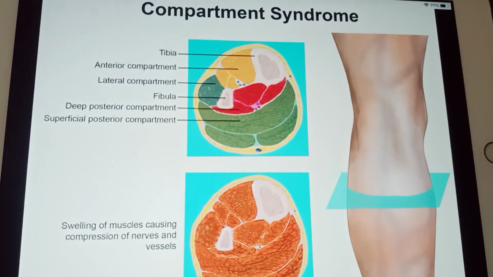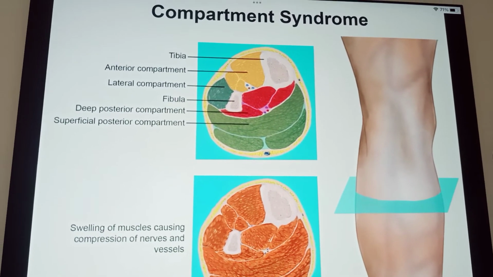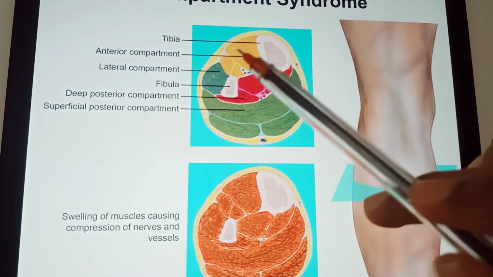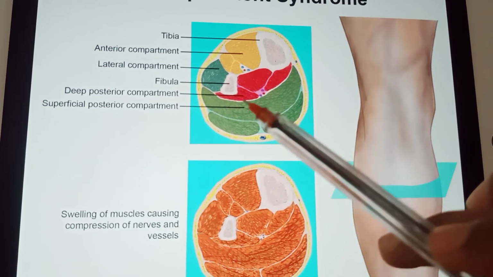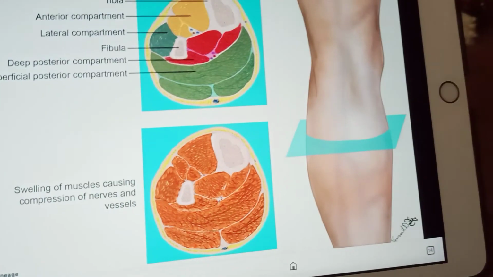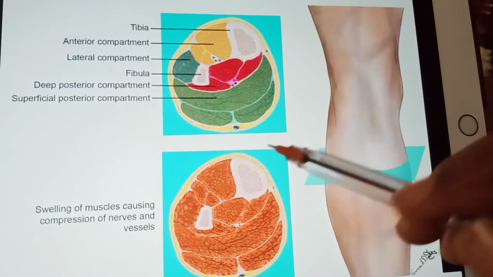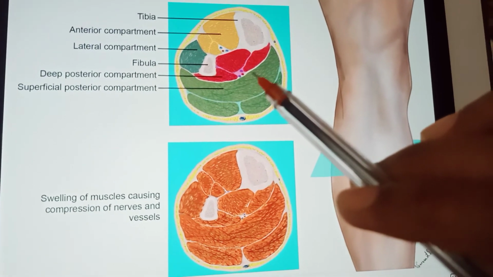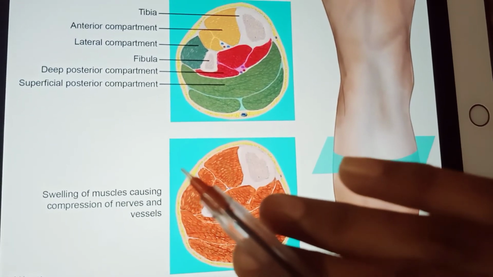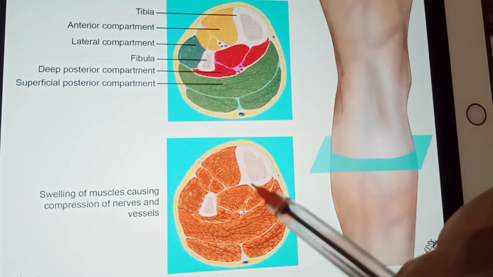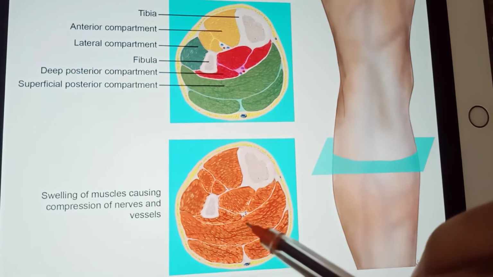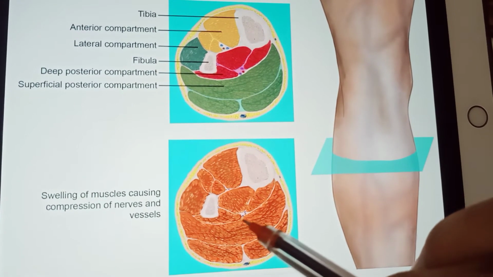Now let us discuss limb compartment syndrome. Actually, you can see here this is the tibia bone, this is the fibula bone, and this is the anterior compartment muscle, this is the lateral compartment, this is the deep posterior compartment muscle, and the superficial posterior compartment muscle. If you take a cut section here, it looks like this. So the problem here is that the muscles are getting swollen. You can see all are tightly packed inside our leg. If these muscles get swollen, then the vasculature, the veins and arteries, will get occluded, and that will lead to necrosis.